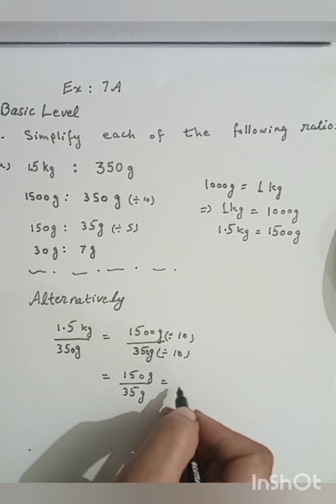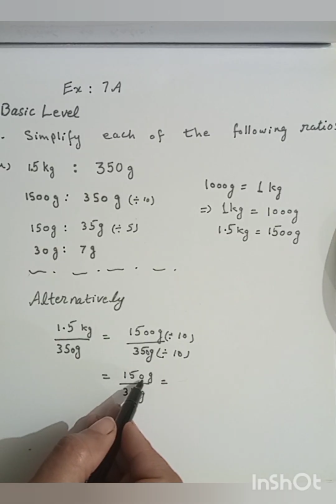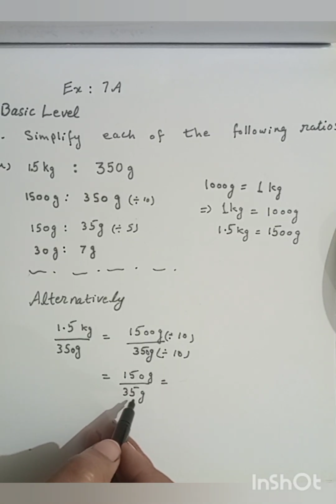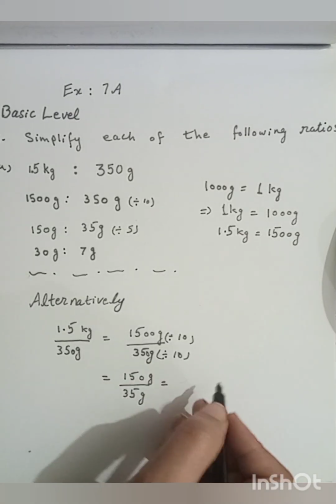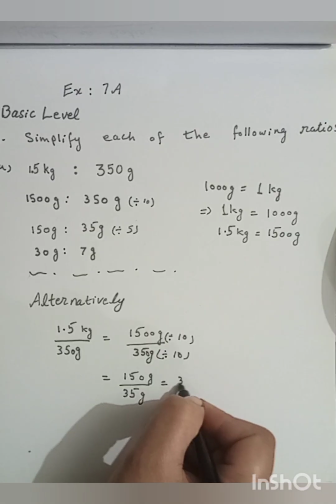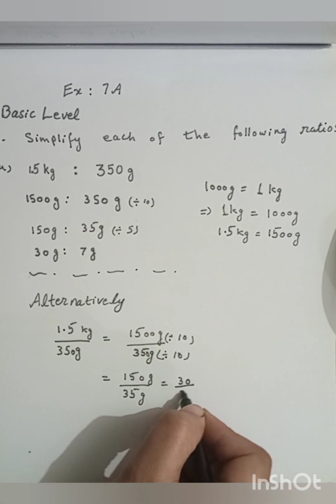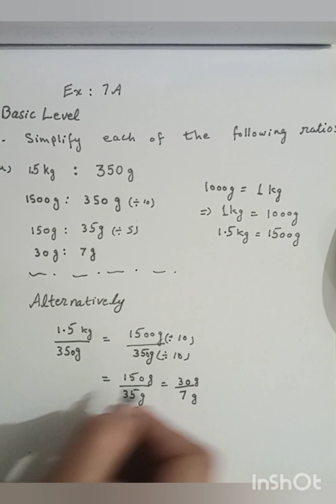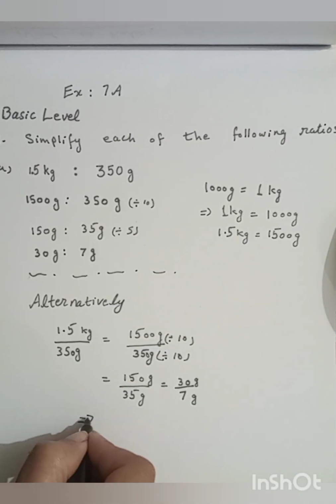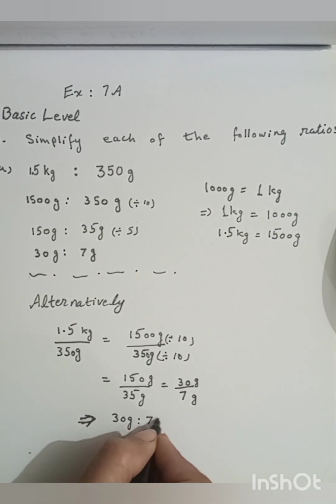Now again it is divisible by 5, as on one side we have 0 and on the other 5, so it is divisible by 5. Always remember the rules that I am telling you by the side of the questions. So here we have 5 times 30 is 150, and here we have 5 7s are 35. Now again we can write the fraction as a ratio, that is 30 grams ratio 7 grams.